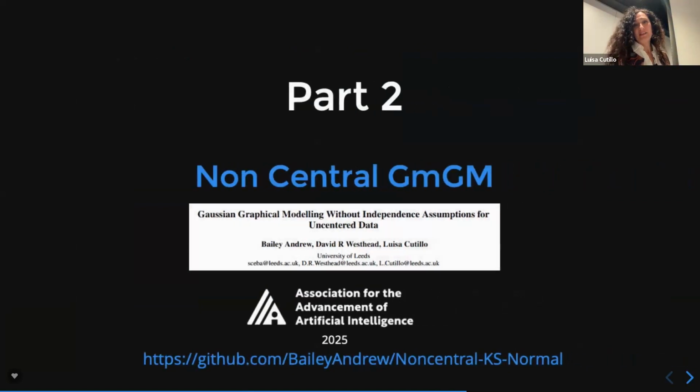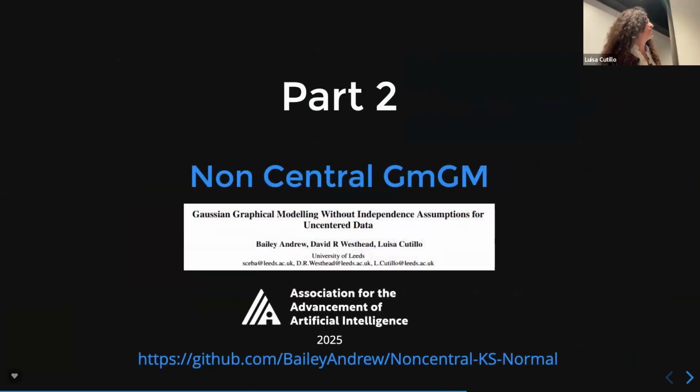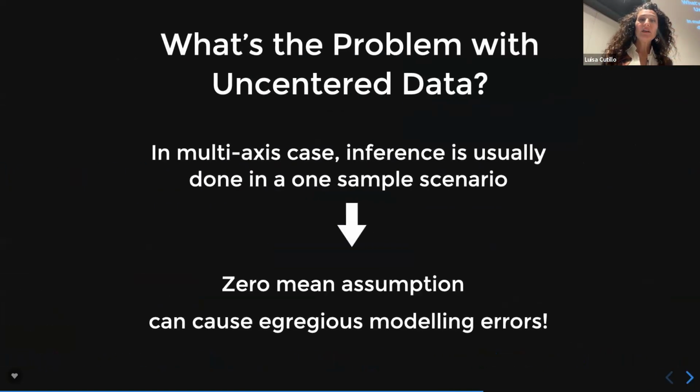Thank you. And then part 2 of this talk is the new part, non-central GmGM. Again, there's the code on the GitHub repository from Bailey. So what is the problem with uncentered data? What we didn't focus on so far is that all the models we've been talking about assume that the data are centered. That means they have zero mean.